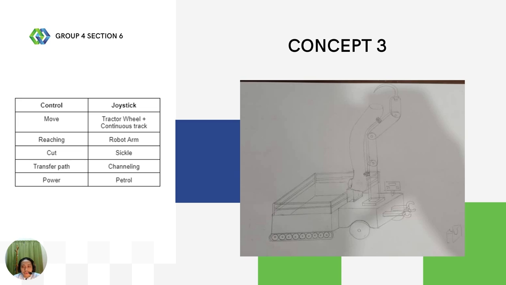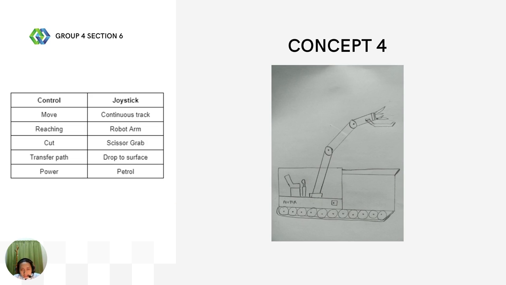The power is also petrol. For concept 4, a joystick is used for control, and a continuous track for moving the mechanism around the plantation. The reaching mechanism also uses a robot arm, and the cut uses the scissor grab. For the transfer path, the fruit is dropped into the storage. The power is also petrol.